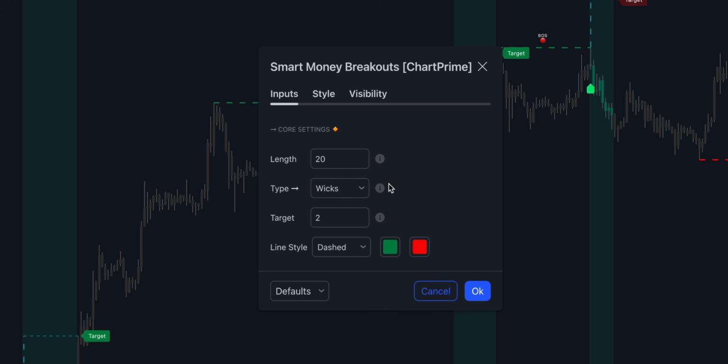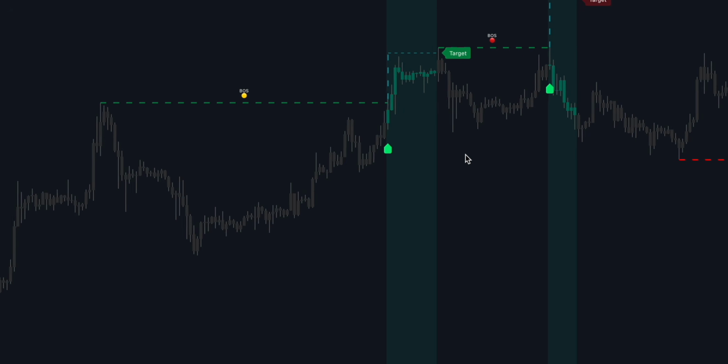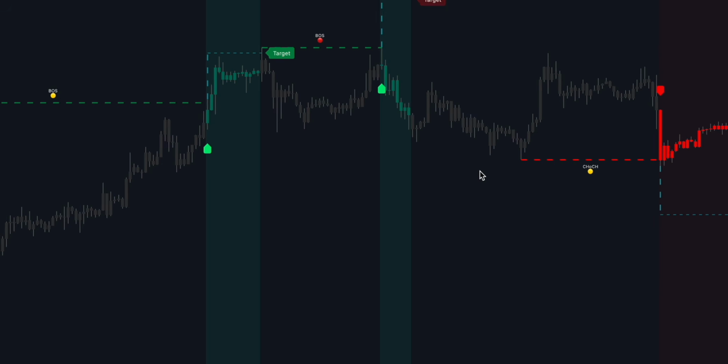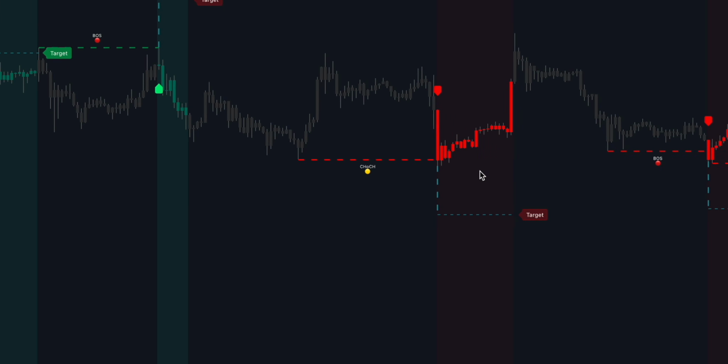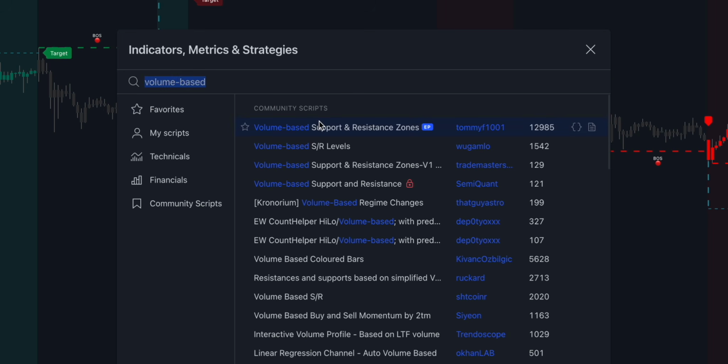Alright, so now we know how this indicator works and what its features are. Let's build a profitable trading strategy with the Smart Money Breakouts tool. For that, we'll need to add one more effective indicator to the chart. This indicator is called Volume-Based Support and Resistance by Tommy F. 1001. This indicator will take so much work off your shoulders.